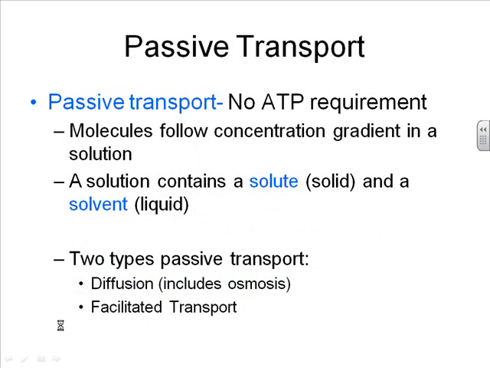So if we're going to move things across the membrane, we have a couple of ways to move them across the membrane. We have two main types. We have passive transport, and then we have active. So we're going to look at passive first.